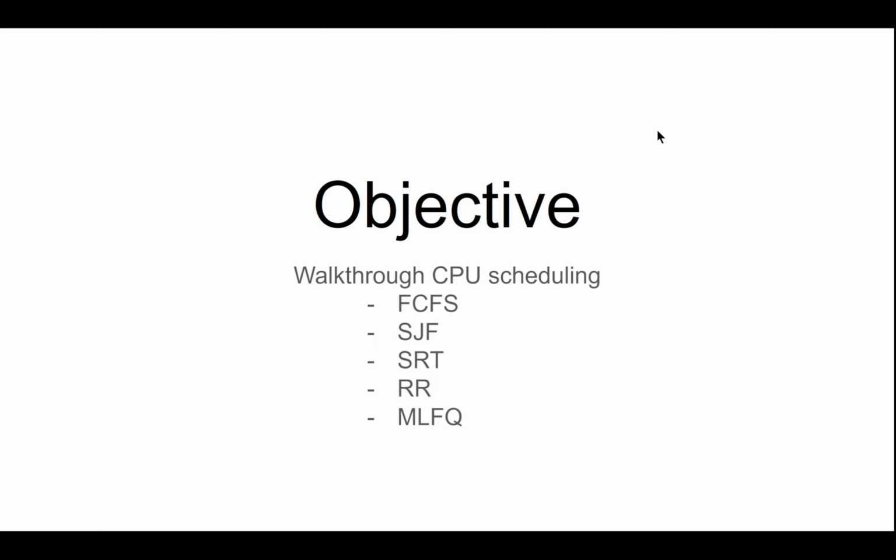So the objective of today is we're going to give a thorough walkthrough on all things CPU scheduling. So we have first come, first serve, shortest job first, shortest remaining time, round robin, and multi-level feedback queue.